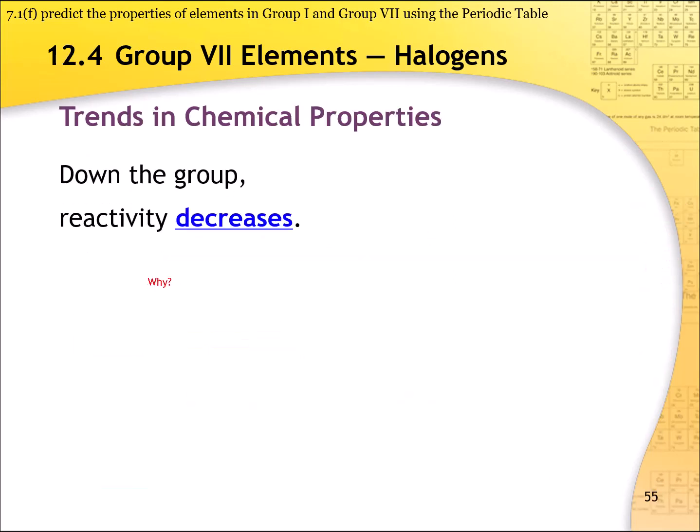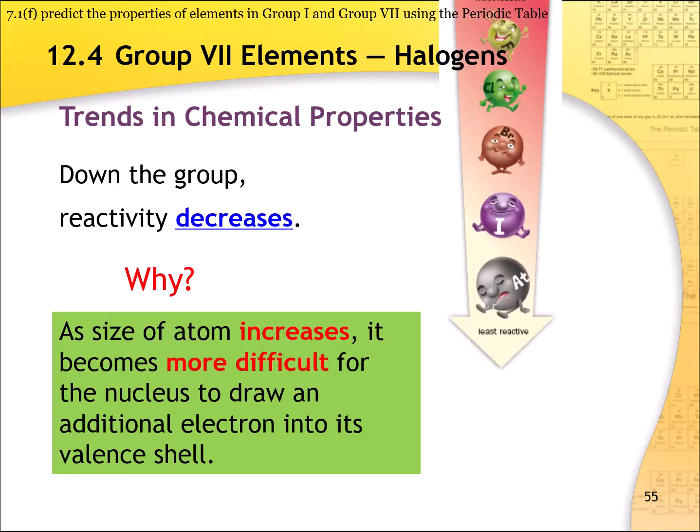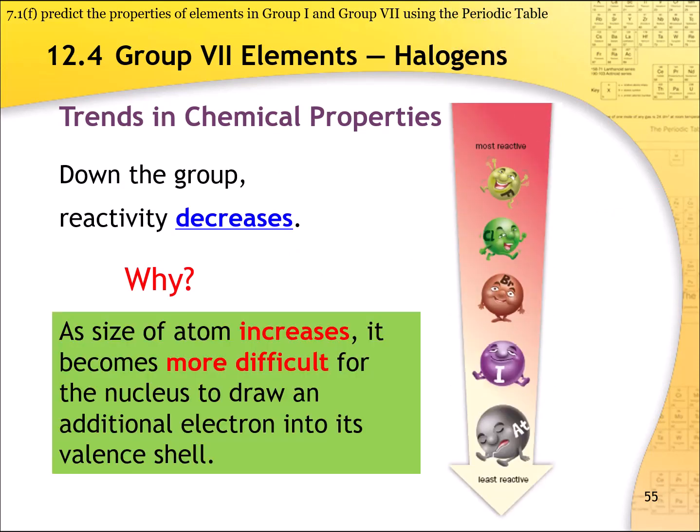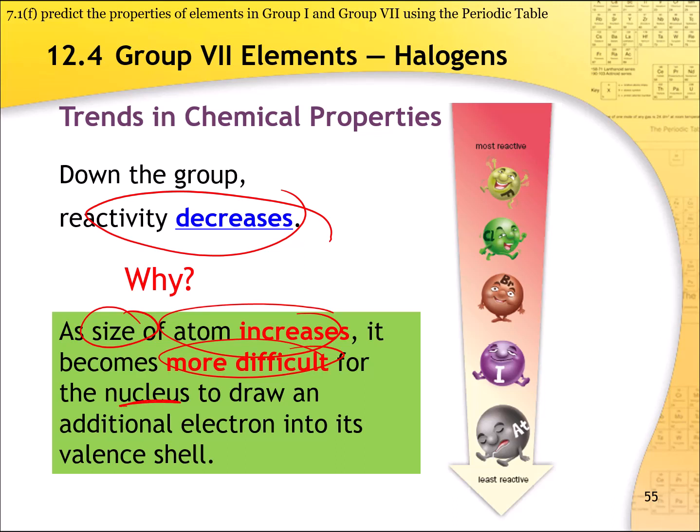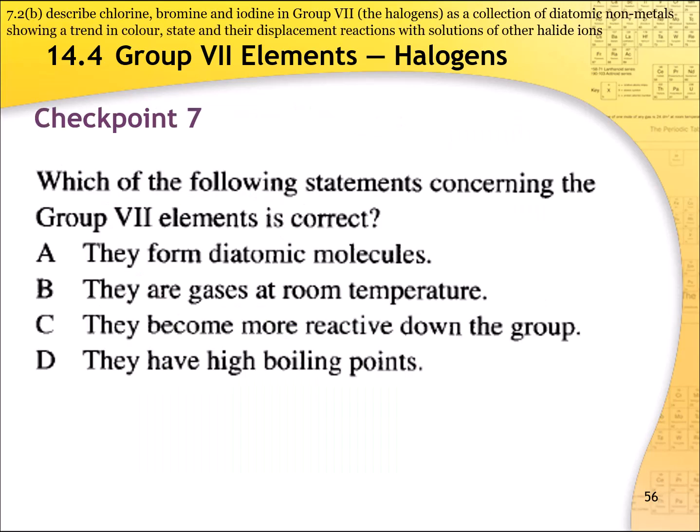So going down the group, reactivity decreases. Now this one is not very important, but if you want to know, the reason is very simple. Group 7 reacts by taking in electron. Reactivity decreases down. Most reactive on top, less reactive below, because as the atom size increases, it is more difficult for the nucleus to pull in one extra electron. Don't need to know too much detail.